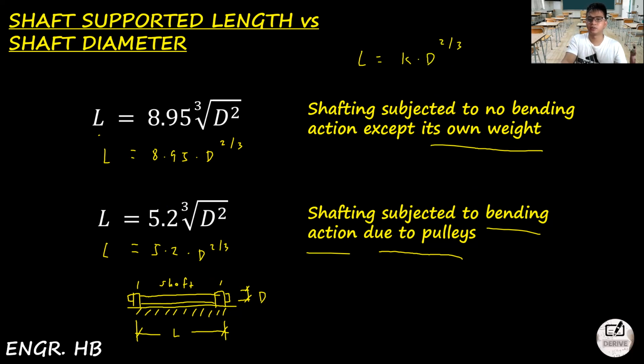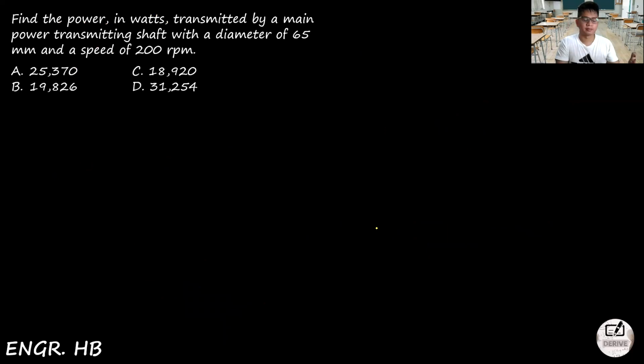Dalawa lang naman yung cases mo. Subject to its own weight, so that was 8.95, and due to pulleys, that was 5.2. So ang unit analysis naman dito guys is yung length mo is always in feet, while your diameter is always in inches. In order for you to get the length, kailangan yung diameter mo is naka-inches. In order for your diameter to become inches, of course, kailangan mong naka-feet sila. So ayun, konting recap lang, and discuss na natin or solve na natin yung mga problems.